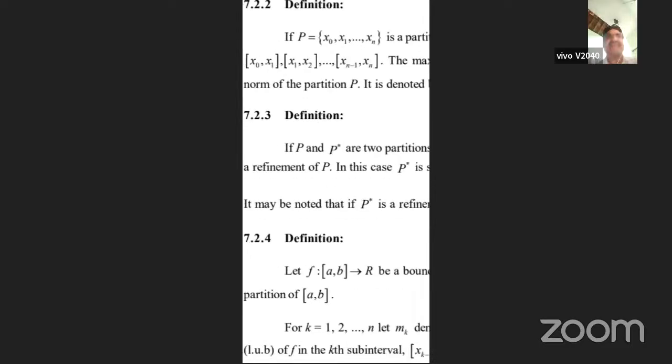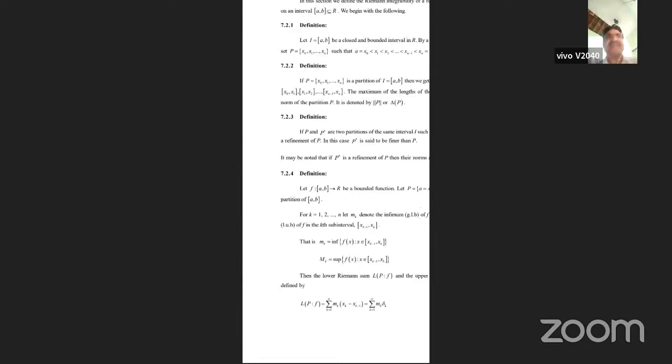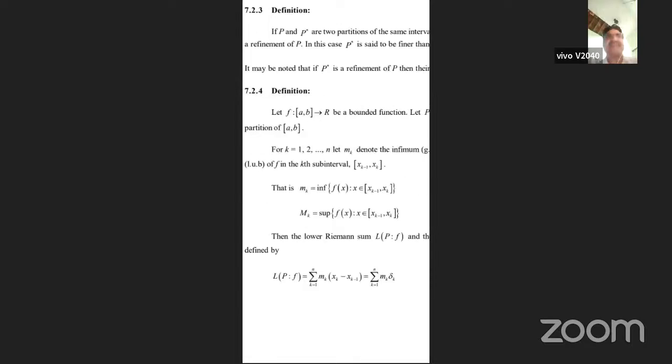Now what is the common refinement? There are many partitions we can define on the closed interval [a, b]. P star is called the common refinement of the partitions. The common refinement is the union of any two partitions. It is simply defined as the common refinement P star equals P1 union P2.